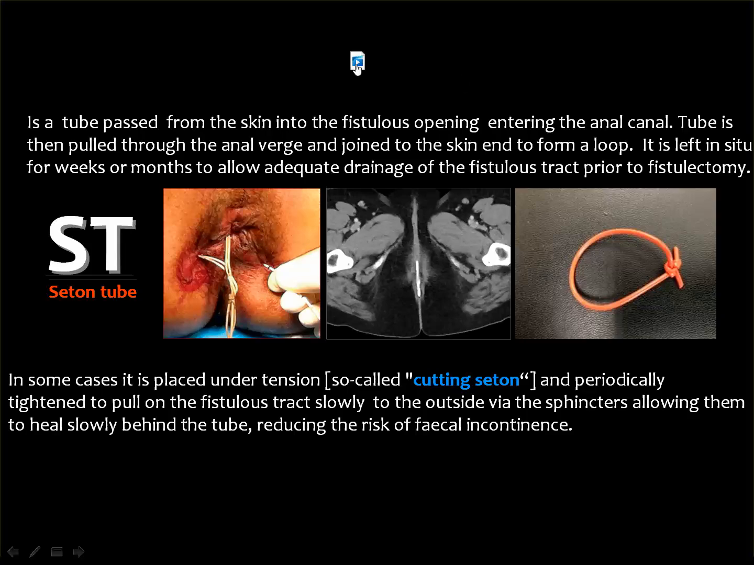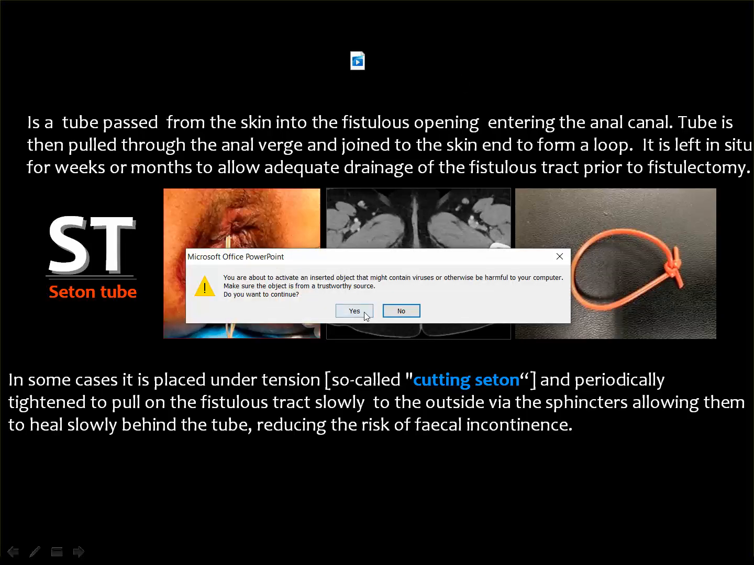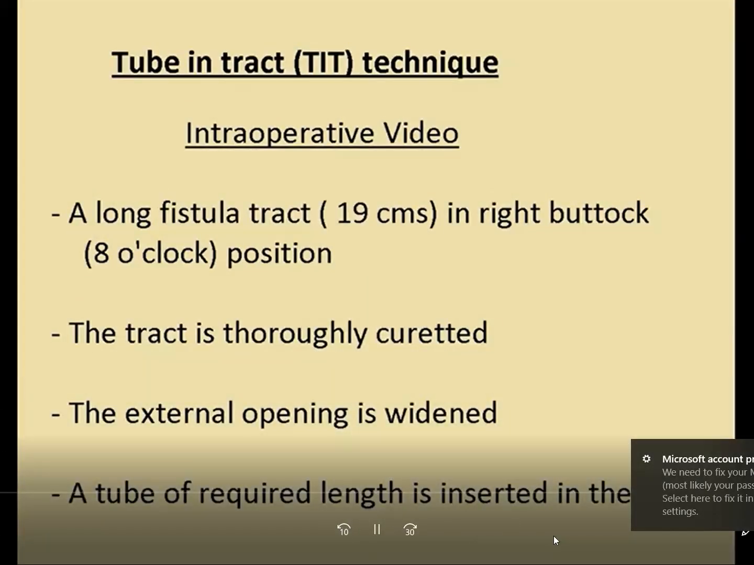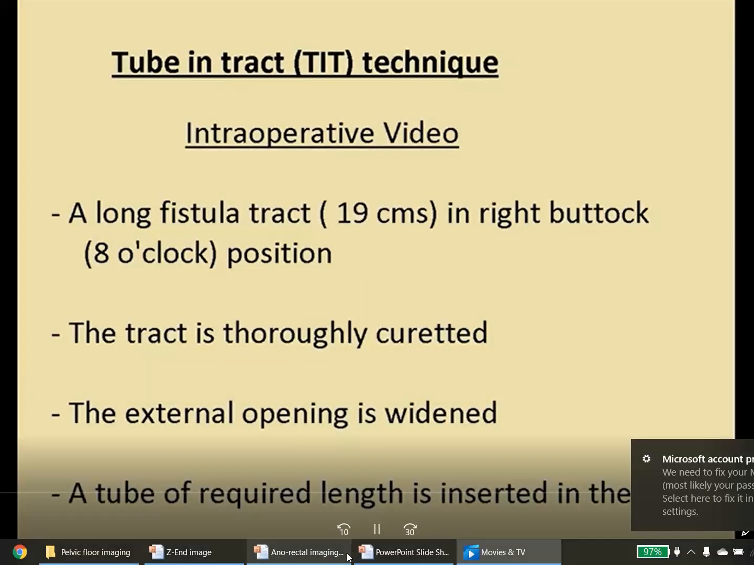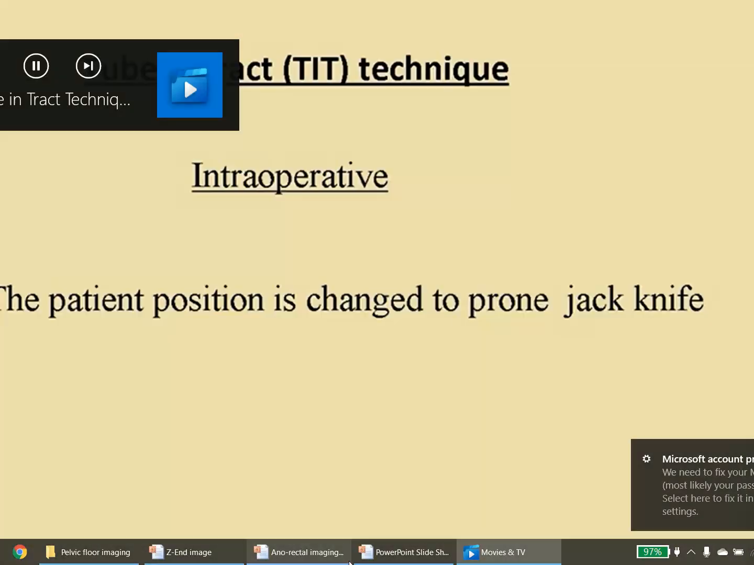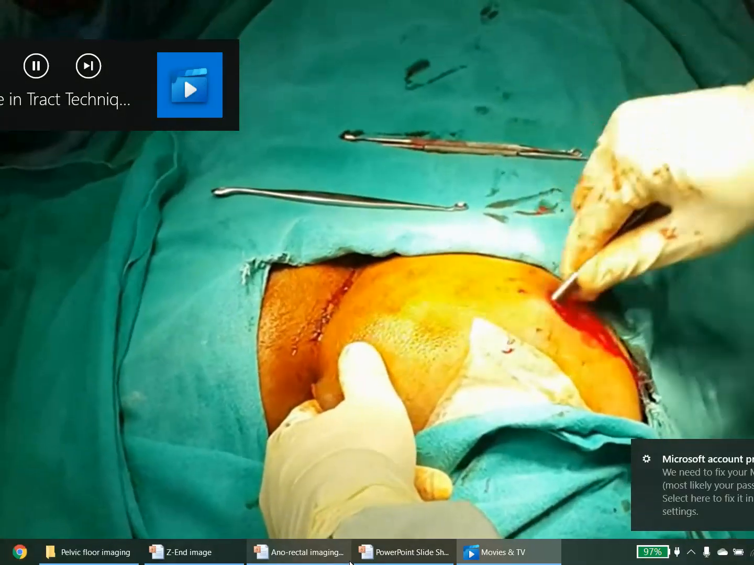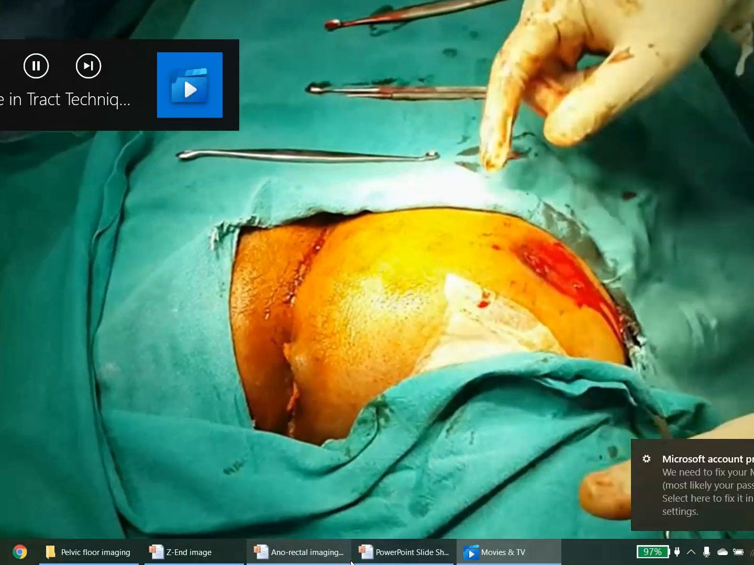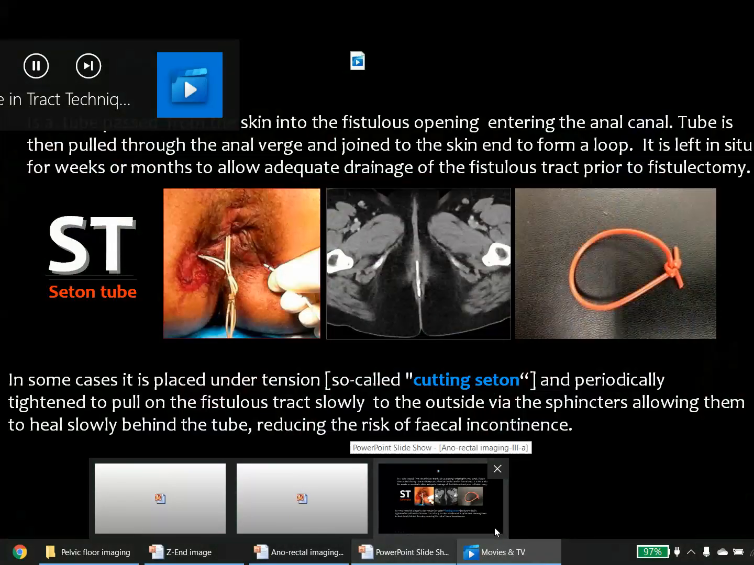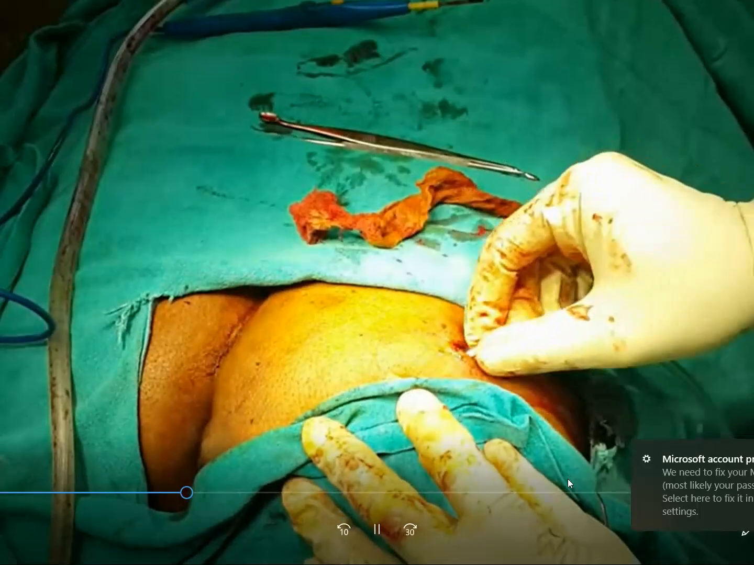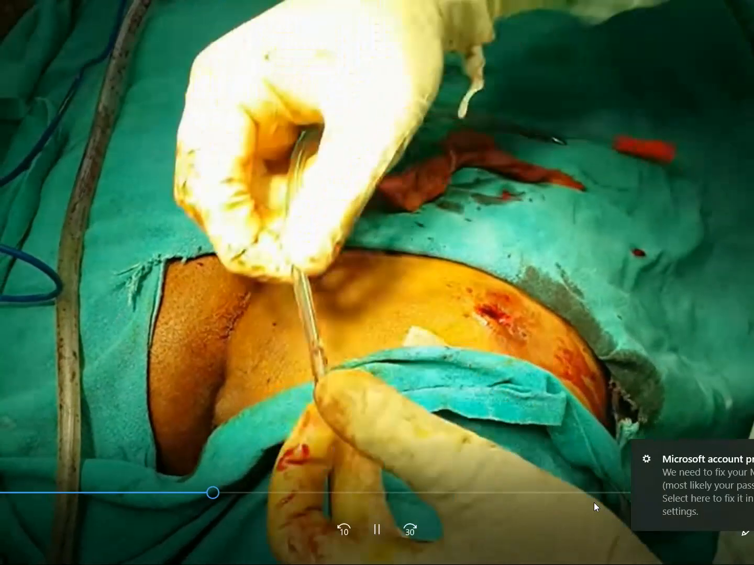And this is also a short video to show you how this seton tube is used for training. This male patient has a long fistula tract in the right buttock at 8 o'clock position. The patient is put in prone jackknife position. The tract is thoroughly curetted. The external opening is widened. The tube of required length is measured and put in the tract. The tube is not sutured to the skin.